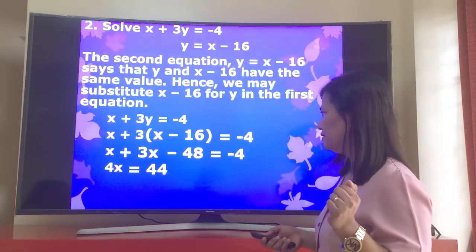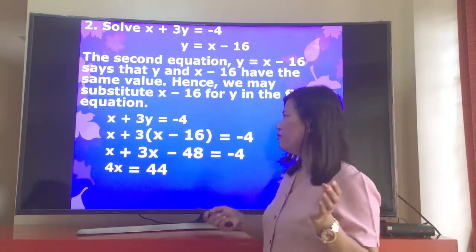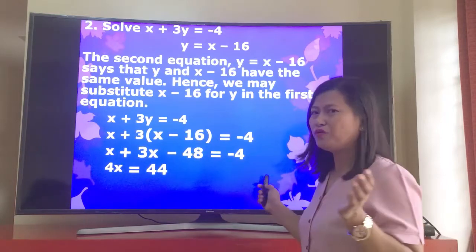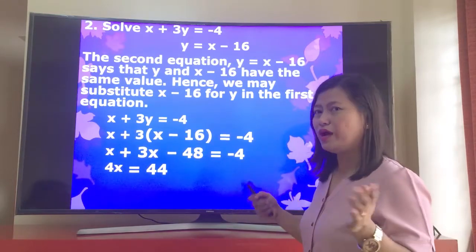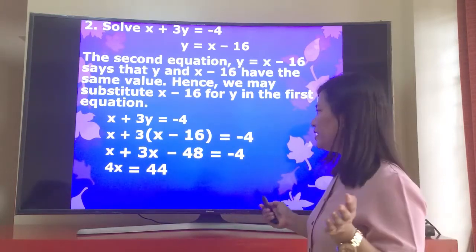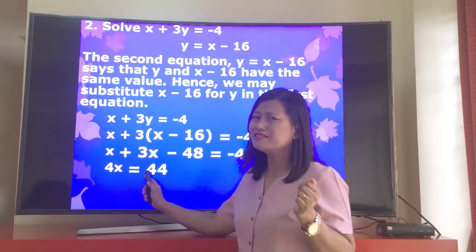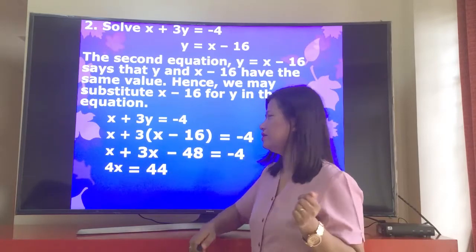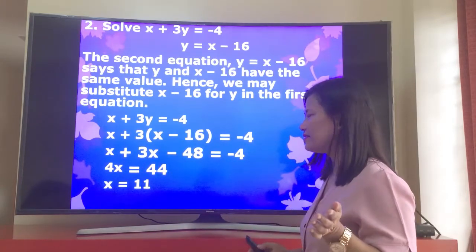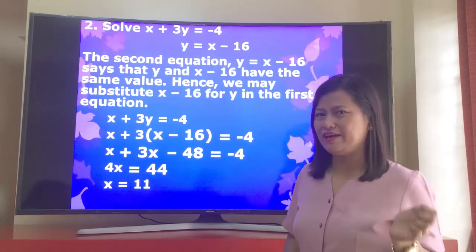And negative 4 plus 48 is 44. Take note, we added 48 to both sides of the equation. We applied the addition property of equality. Dividing now both sides of the equation by 4, we have x is equal to 11.